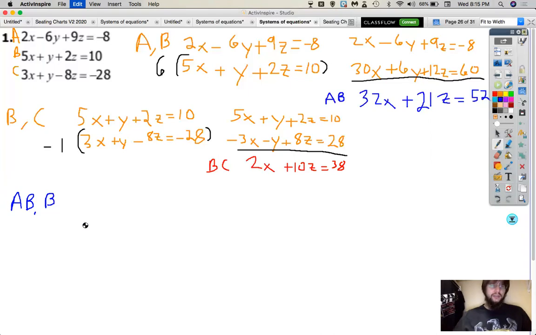And BC, that's red, so I'll make it red. I'll shove those guys together. Let's see what we come up with. 32x plus 21z equals 52. 32x, 21z equals 52. Didn't copy anything wrong. Okay. Keep checking, guys. Don't let yourself make a copy error.